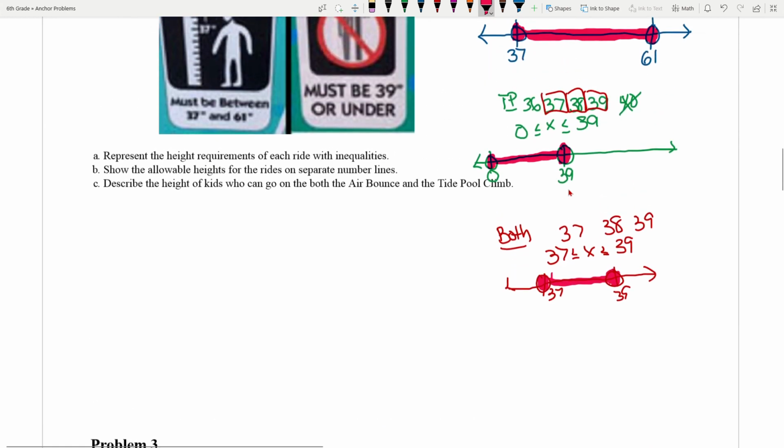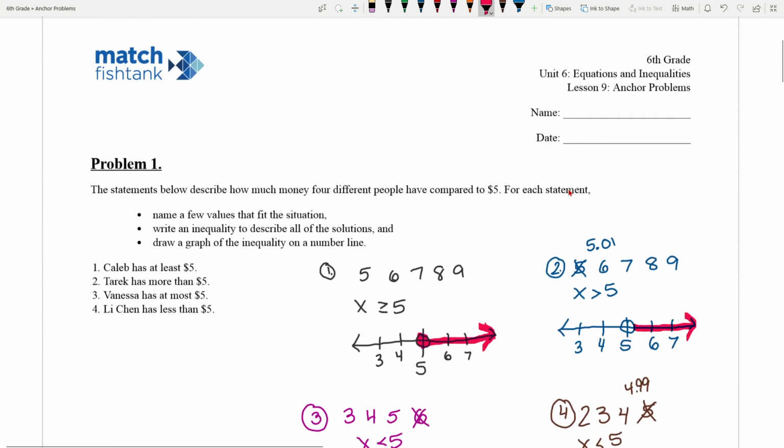And so that is it on graphing these inequalities. Good luck.